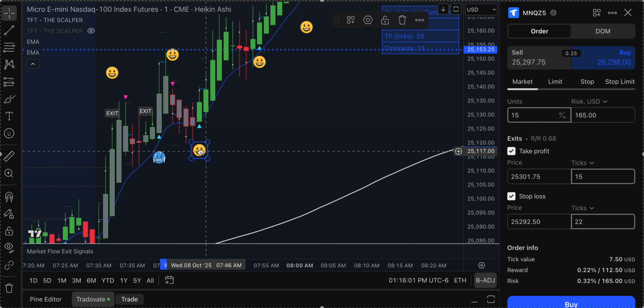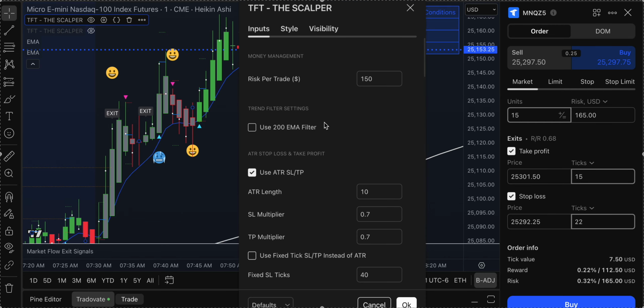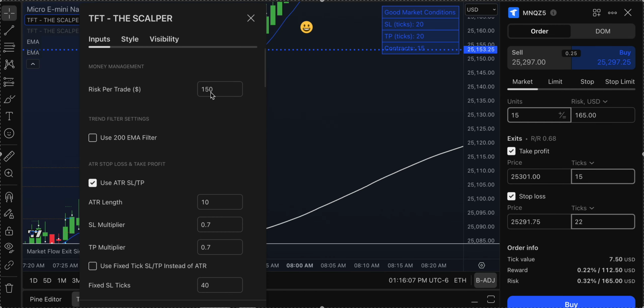So, all right, let me just quickly walk you guys through the settings here. So, you know, this is our money management. This is what I'm talking about. So let's put $400 here. Okay, now watch this number over here. It's going to change this contracts from 15. Should update any second now.